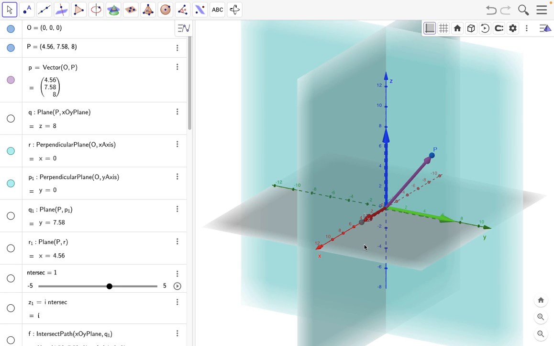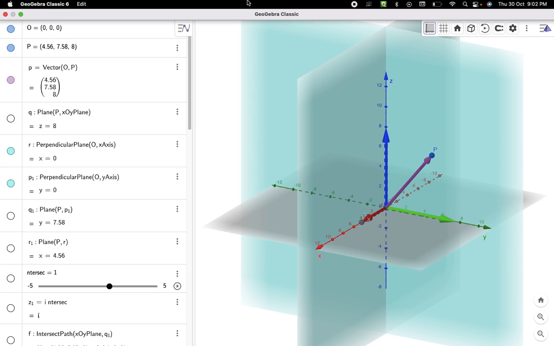Dear students and viewers, in this video we are going to see how a vector can be decomposed into a three-dimensional coordinate system, or the resolution of a vector in 3D. So, we are using GeoGebra Classic version, and the mode we are using is the GeoGebra 3D calculator. That is the GeoGebra 3D calculator that you can see.